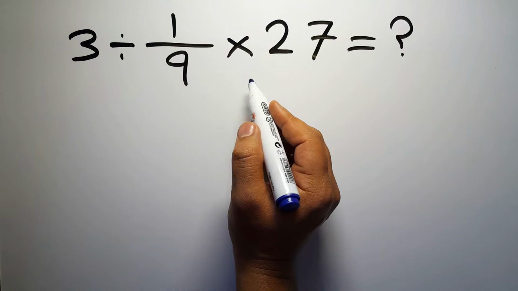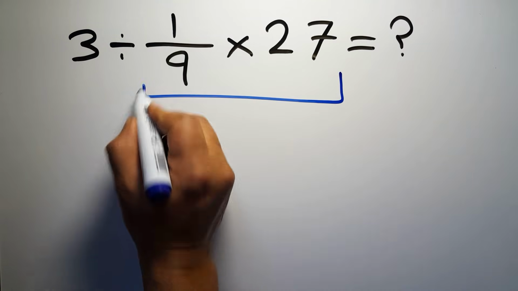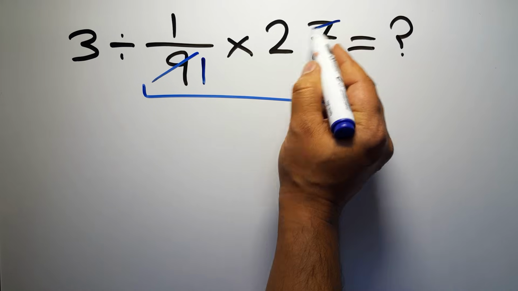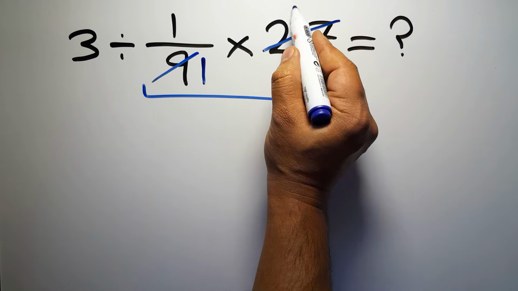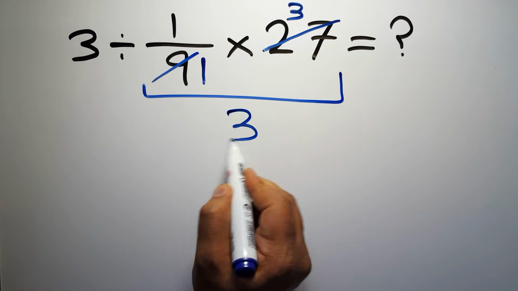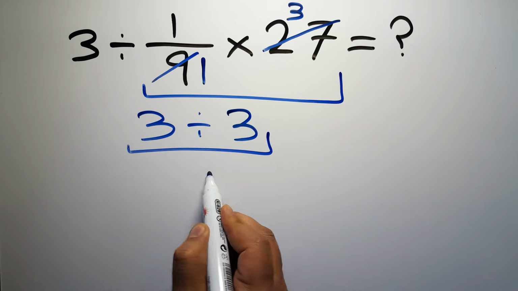First, we do this multiplication. 1 over 9 times 27. 9 divided by 9 gives us 1, and 27 divided by 9 equals 3. So here we have just 3. And 3 divided by 3 equals 1.